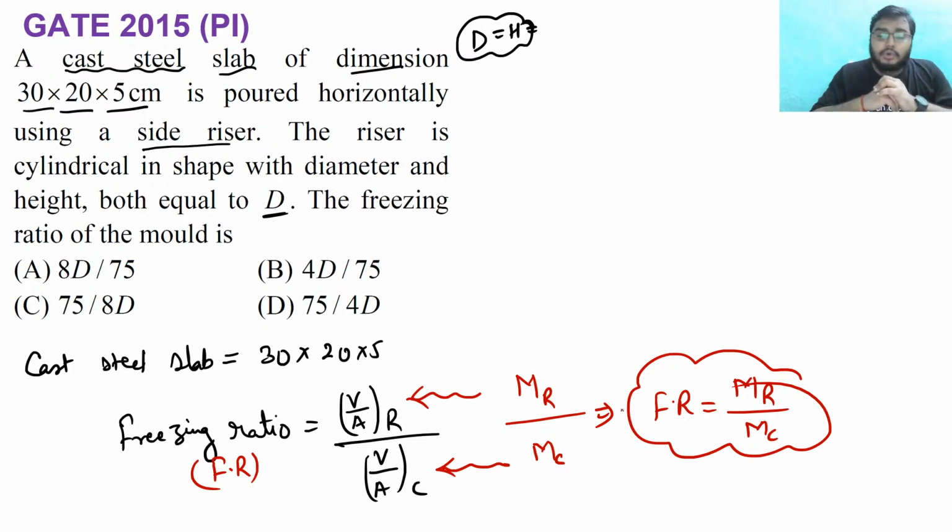Okay. So you don't have any doubt. So these things are there. The freezing ratio is equal to modulus of riser by modulus of casting. So now what is the next step that you have to do? Just find the modulus of riser and modulus of casting, and just divide it, and you will get the freezing ratio. So now see, let us calculate for the casting.